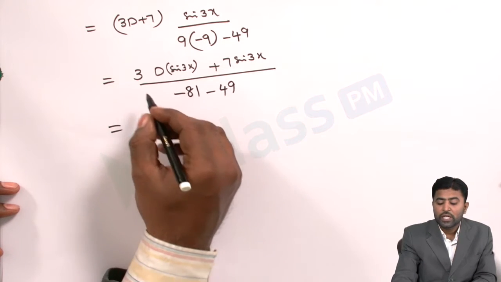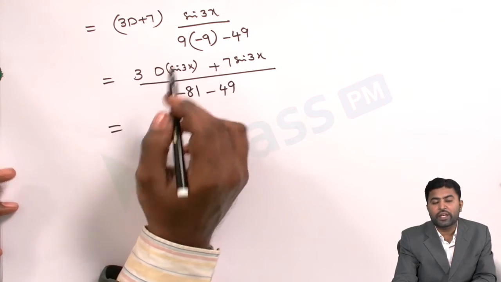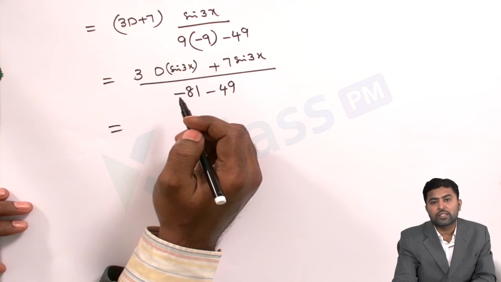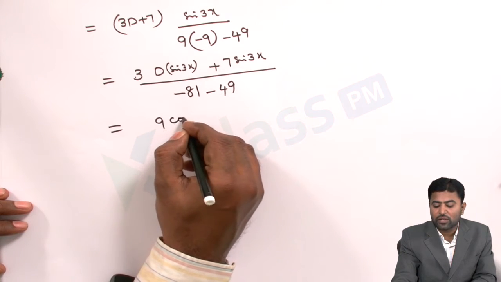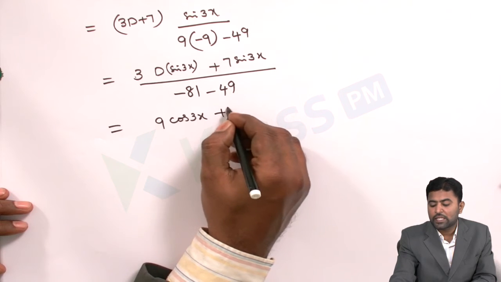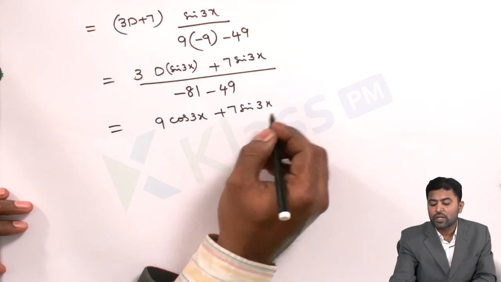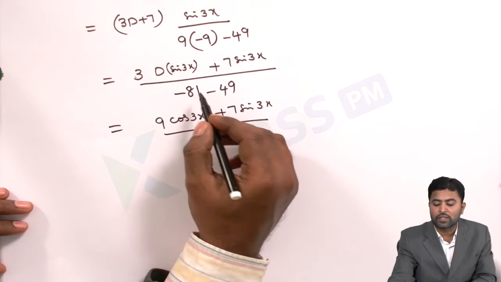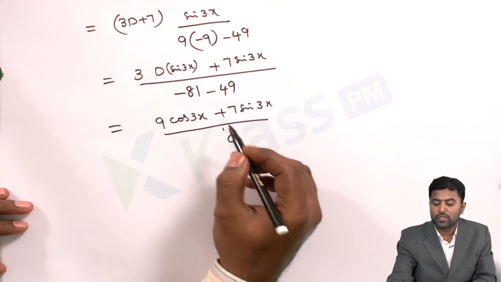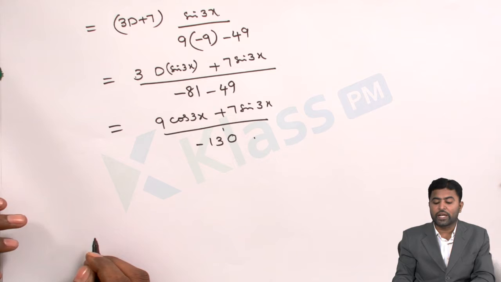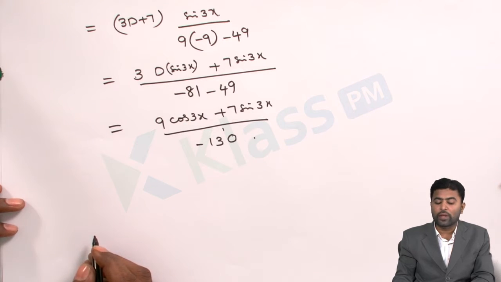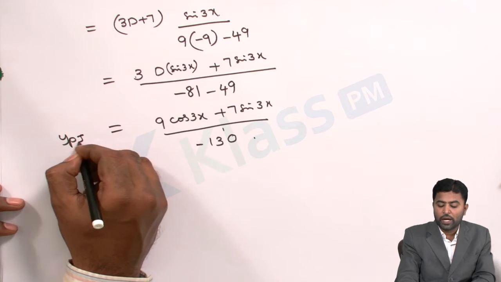So that becomes 3 into differentiation of sine 3x, which is 3 into cos 3x. So I'll get 9 cos 3x plus 7 sine 3x by minus minus, so that becomes 130 with minus sign. So 9 cos 3x plus 7 sine 3x by minus 130 is YPI.